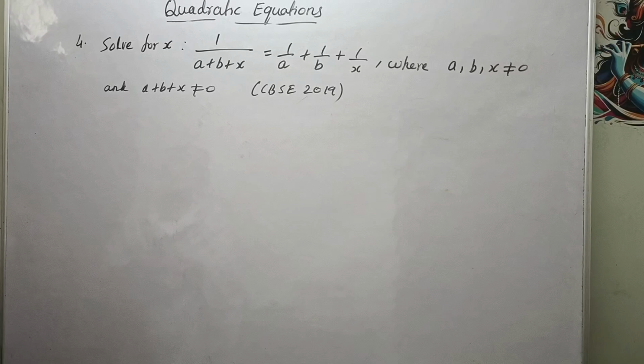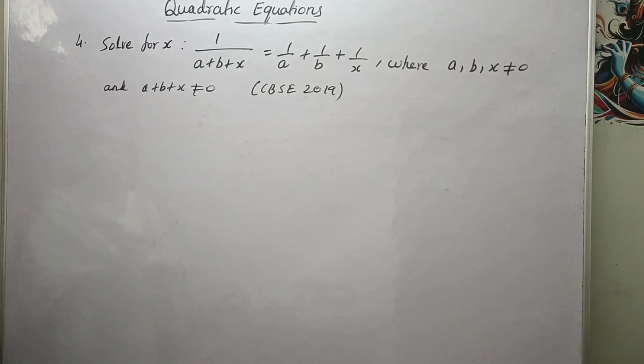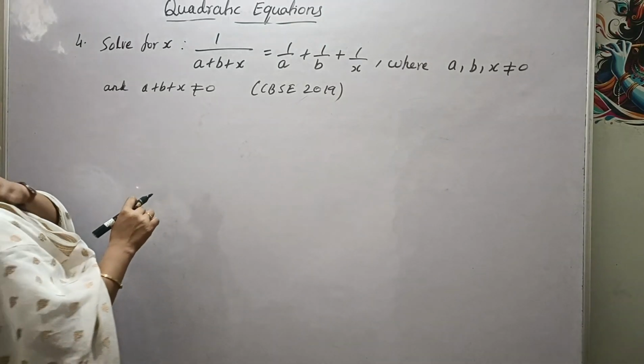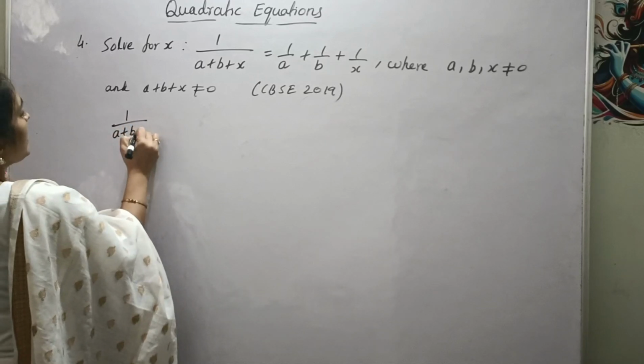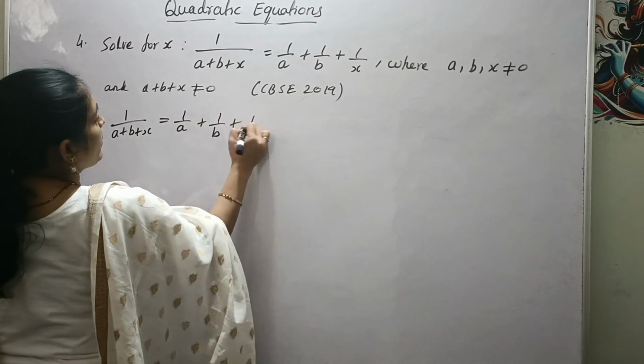Solve for x such that 1 by a plus b plus x is equal to 1 by a plus 1 by b plus 1 by x, where a, b, x not equal to 0 and a plus b plus x not equal to 0. So, here we have to find the value of x. Given that 1 by a plus b plus x is equal to 1 by a plus 1 by b plus 1 by x.